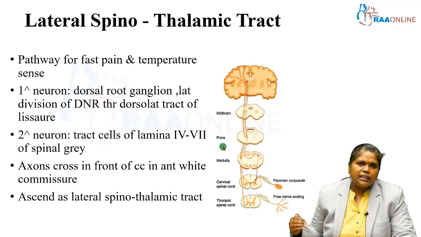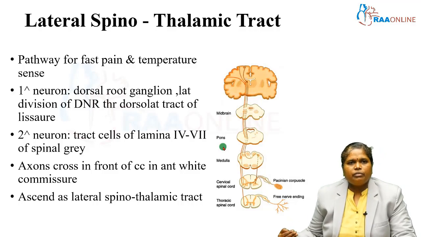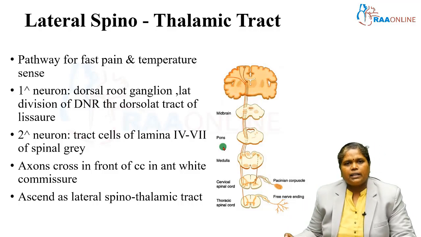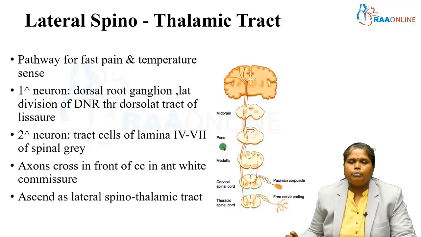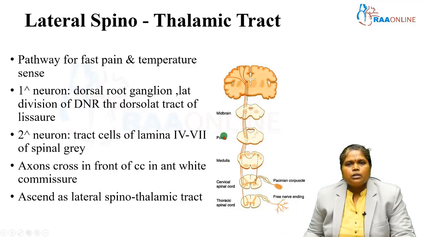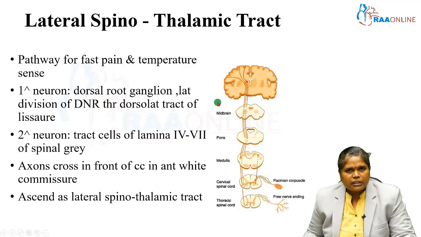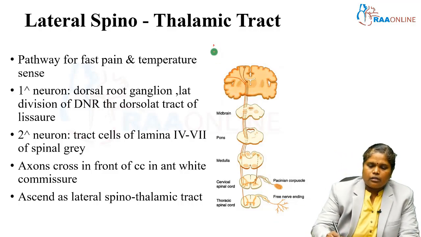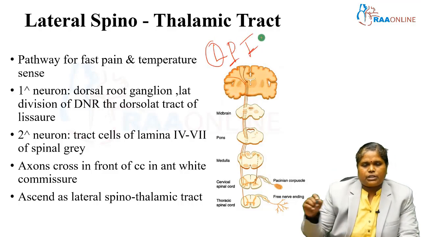These ascending tracts carry sensations from the periphery to the thalamus, and from the thalamus it is sent to the higher center, that is the principal sensory area of the cerebral cortex. The lateral spinothalamic tract is the pathway for pain and temperature. You can just remember LPT: lateral spinothalamic tract is for pain and temperature. LPT.